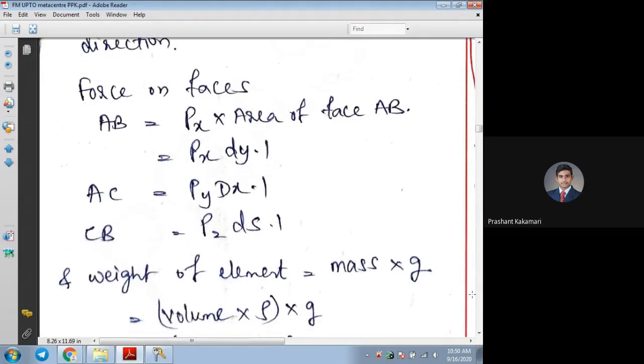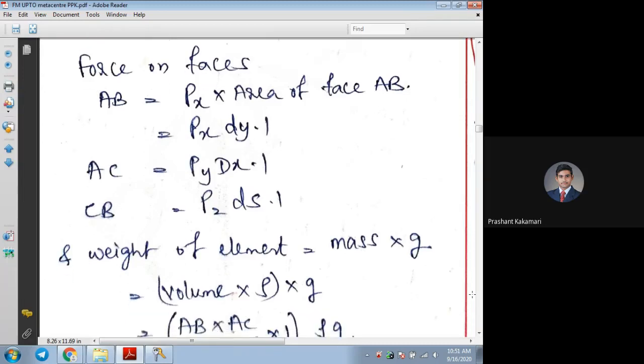And the weight of the wedge can be given. Later it will be negligible for a small element, but here we are considering it for writing the equation. That we have already seen, volume into rho g. So what is rho g? Weight of the given liquid. Rho g is specific weight, and for the given volume, it becomes the total weight.